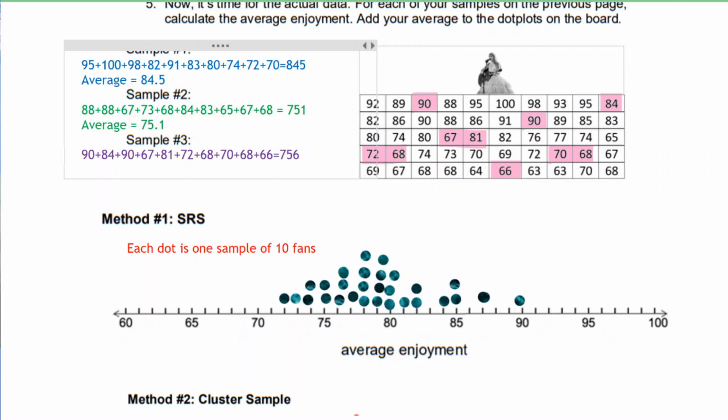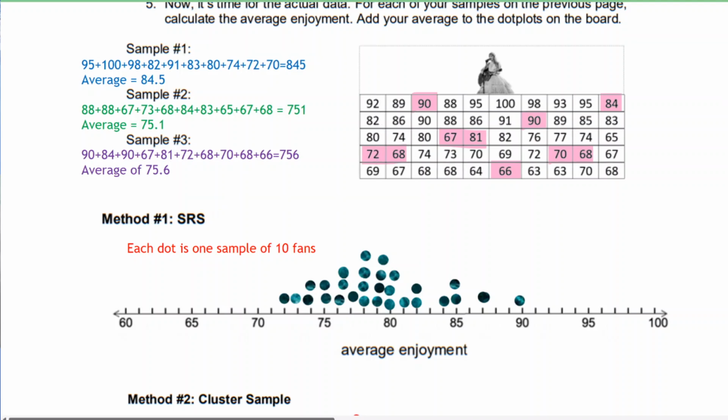That gives us a sum of 756, and an average of 75.6. Great. Now, just like the previous lesson, we're going to say, okay, if we were actually doing this, we would get this one average and we'd have to go with it.